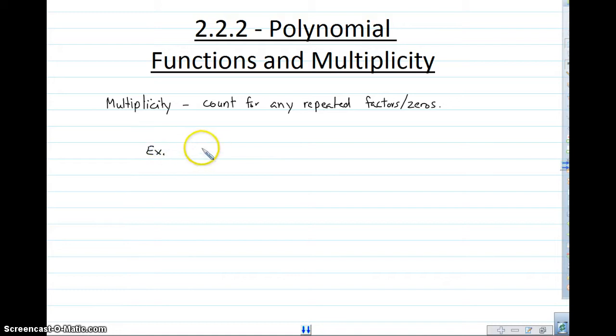So if you had this polynomial, for example, say we had f of x is equal to (x minus 1) squared times (x plus 2) times x to the third. There are lots of factors and lots of zeros in this function. The first one you may notice is that we could rewrite this as (x minus 1) times (x minus 1). That's a repeated factor. It occurs twice in the function.